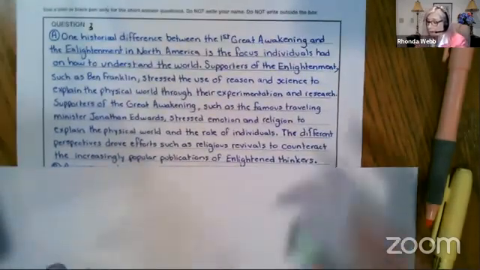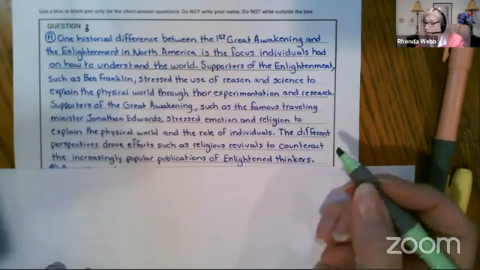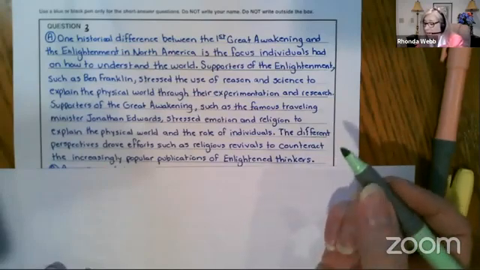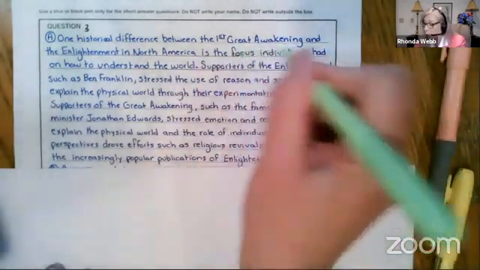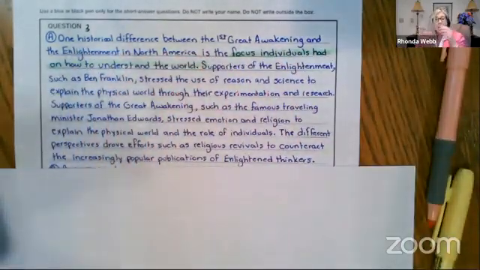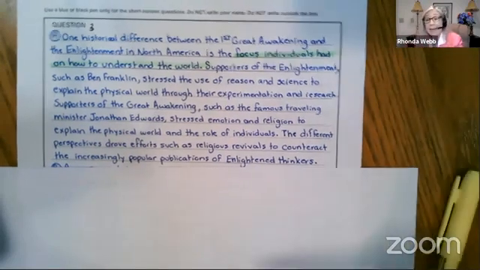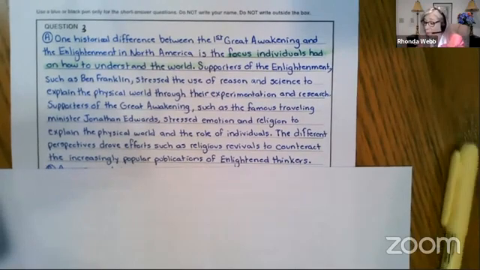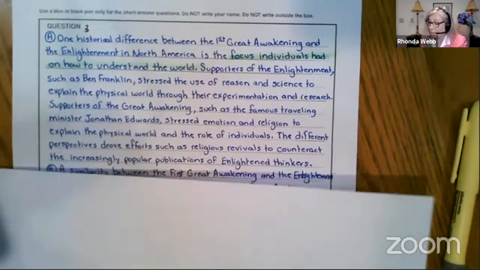All right, so a historical difference between the first Great Awakening and the Enlightenment in North America is the focus on individuals and how they understand the world. So how do they understand the world? This is a difference, right? So it's a philosophy on who you're looking to for explanation about why society is the way that it is. Now I've got to show that. I've got to prove it, that they differed in these ideas.